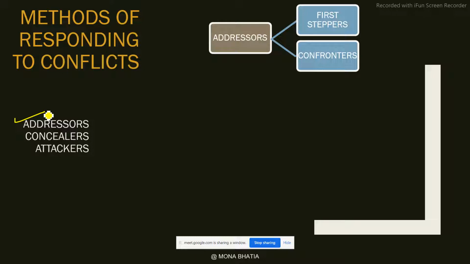Okay, so addressers are of two types. One is the first stepper, the second one is the confronter. Who is the first stepper? The one who feels that some trust has to be developed between the two parties. They will offer, with their gestures and their manners, that they want to bring peace to the situation. They will have sympathy with the other person's point of view also, and their body language will be in compliance with that. They will try to be very sober. So they are the first stepper. They will take the first response, the first step.